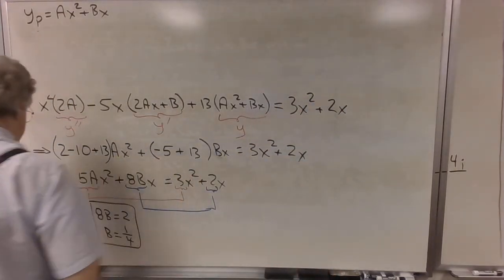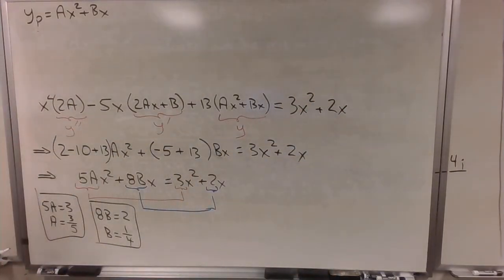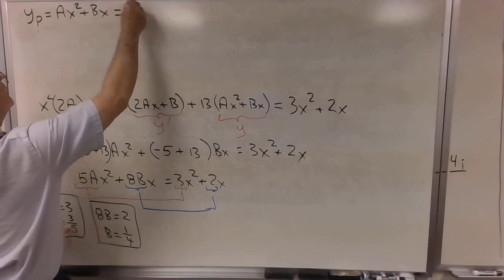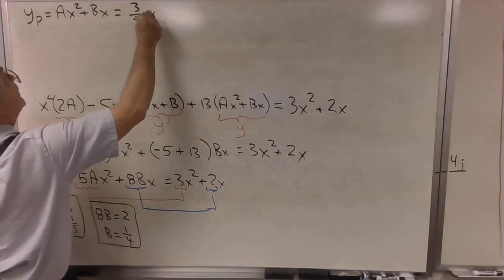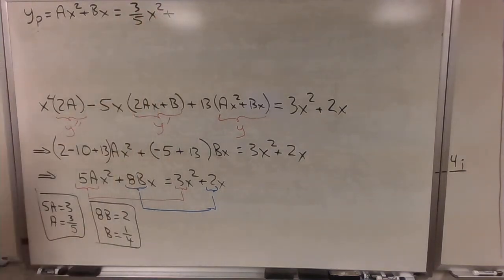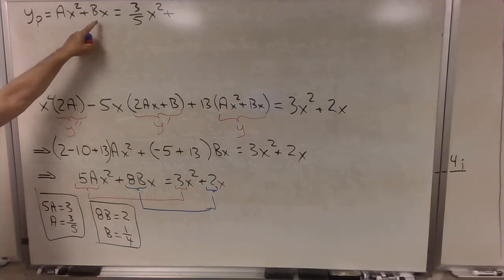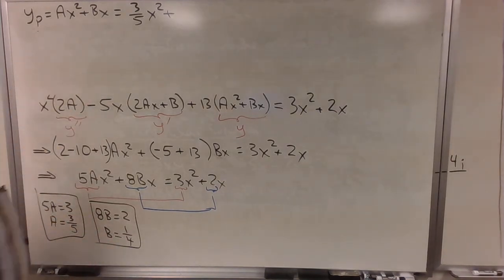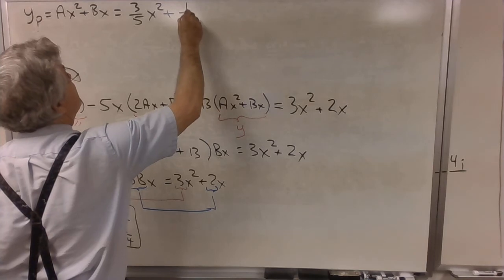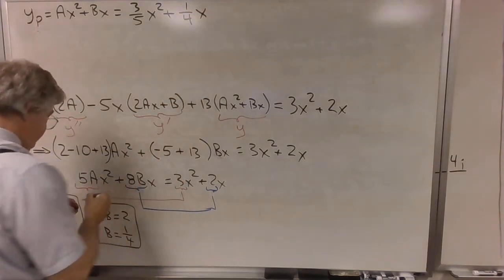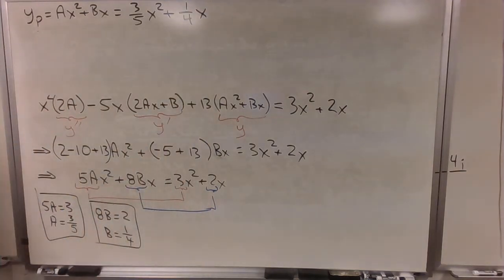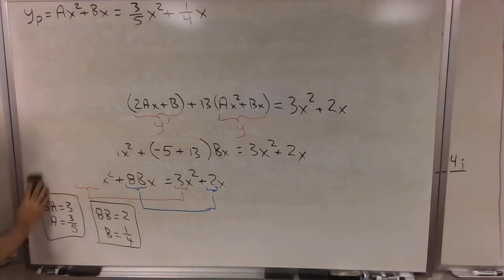So my particular solution is ax squared plus bx, where a is 3/5, and bx, where b is 1/4. That's my particular solution.